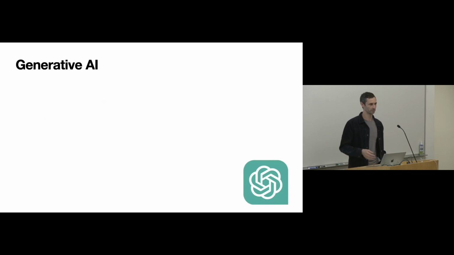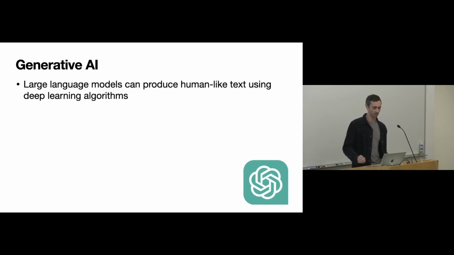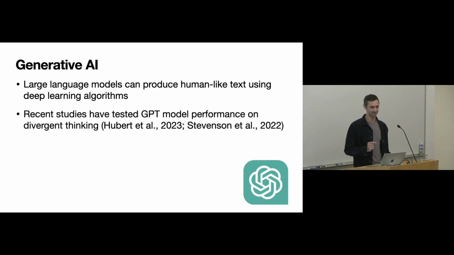Over the past couple of years, we've witnessed a huge surge in popularity and public interest in generative AI with the advent of large language models like GPT-3. These models are capable of generating coherent, nuanced, and potentially creative textual output. Some studies have begun to empirically test these large language models on divergent thinking tasks, suggesting that generative AI is approaching human-level performance, at least on these standard measures of creativity.